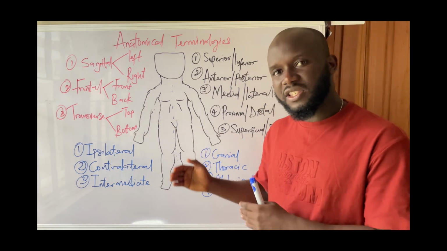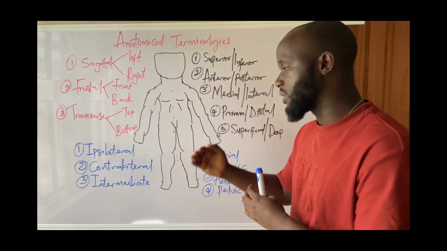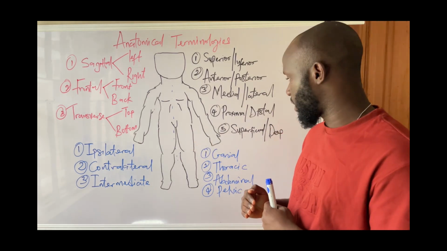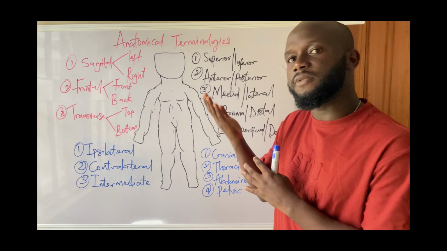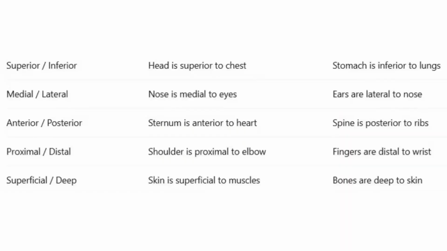So when we say something is proximal in anatomy, we are saying it is closer to the point of attachment. And if it is distal, it is further away from the point of attachment. Superficial is closer to the surface. Then deep, further away from the surface. So let's give examples.